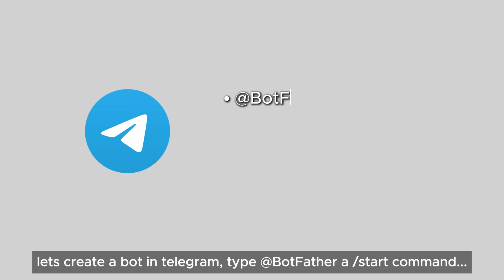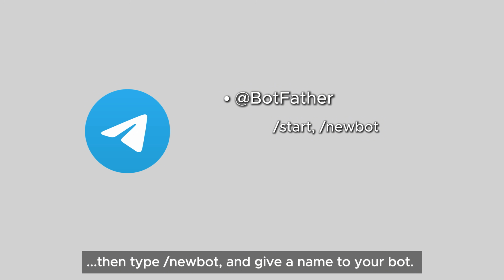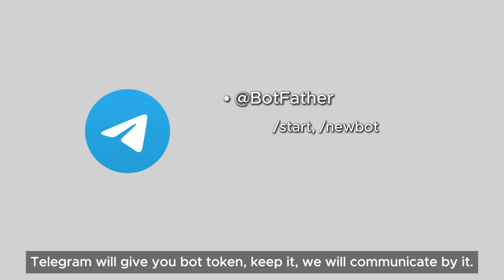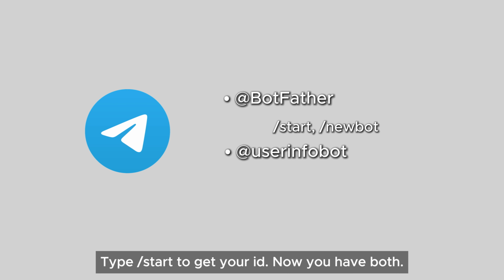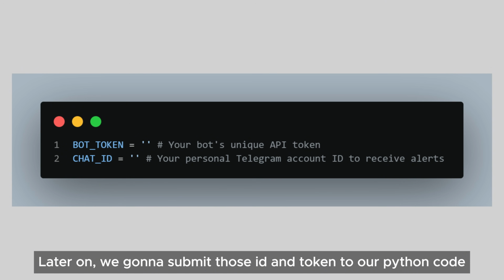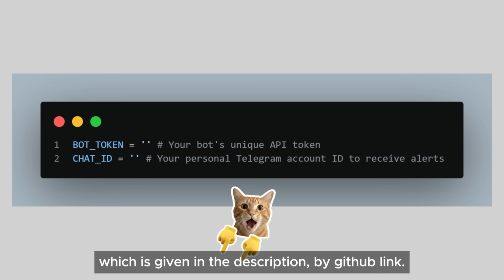Let's create a bot in Telegram. Type BotFather, start command, then type new bot, and give a name to your bot. Telegram will give you a bot token, keep it, we will communicate by it. Also your chat ID is required. Search for userinfobot. Type start to get your ID. Now you have both. Later on, we're going to submit that ID and token to our Python code, which is given in the description by GitHub link.